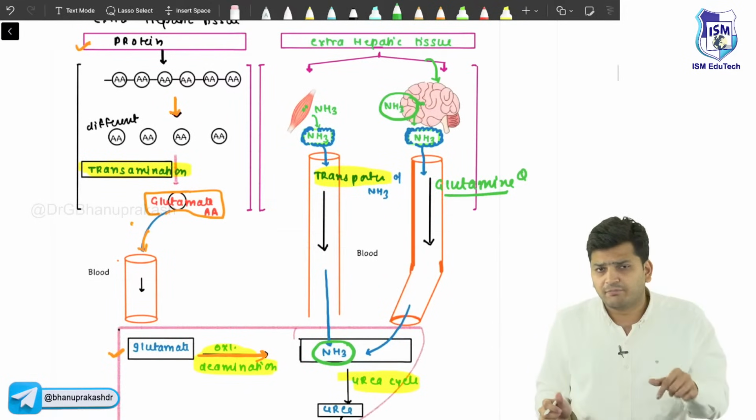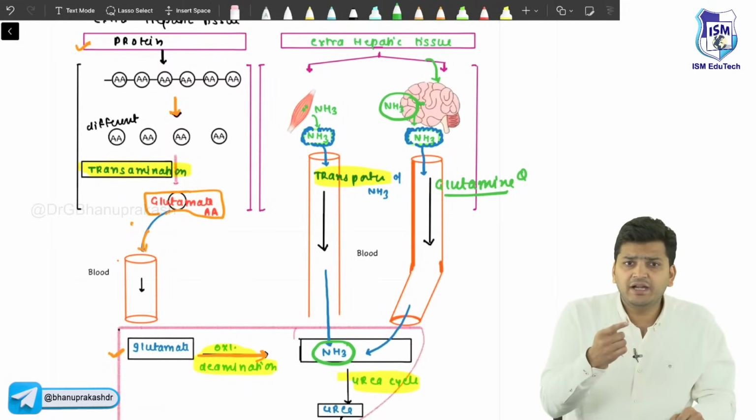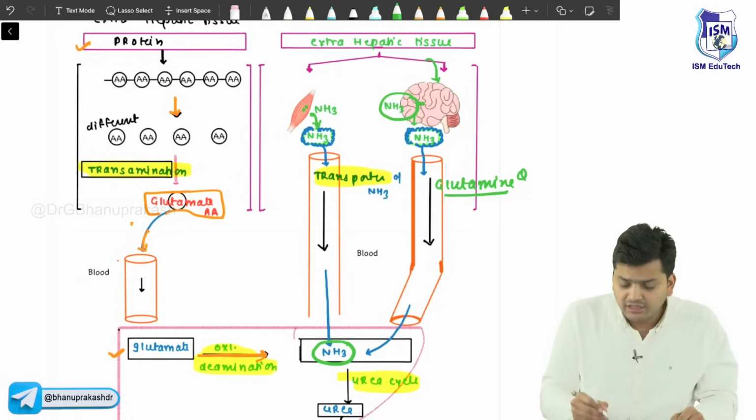I will tell you the summary. Then, how we send the ammonia from the skeletal muscle and the other tissues is with the help of alanine.